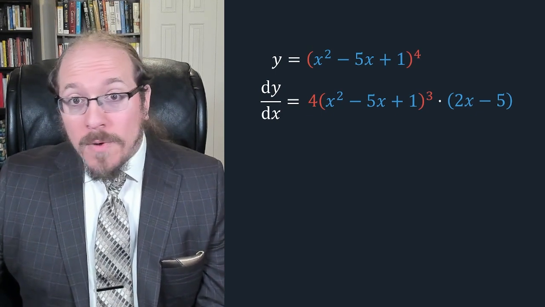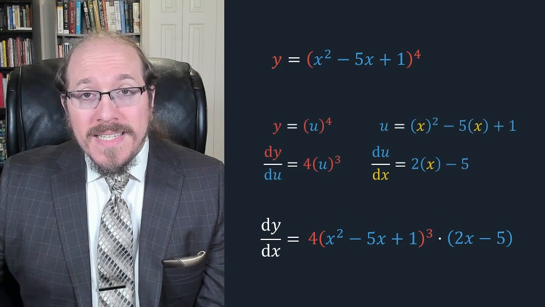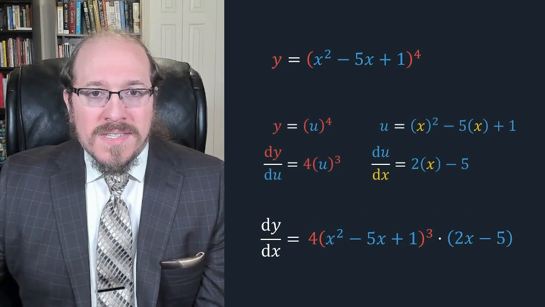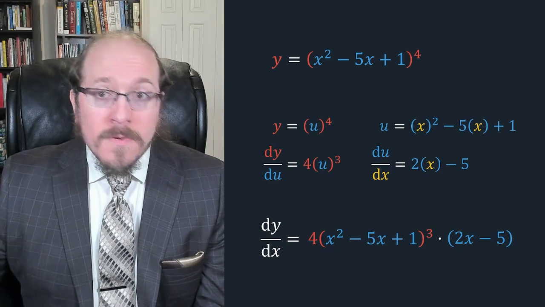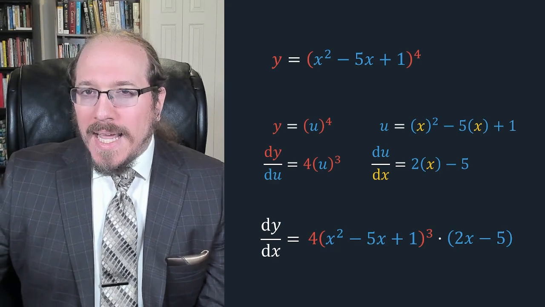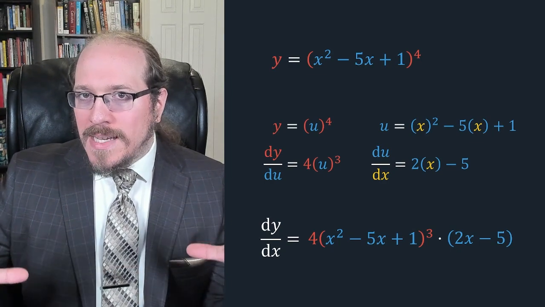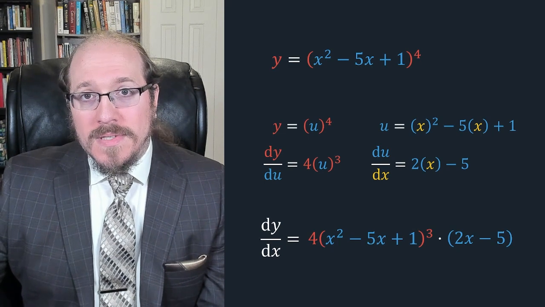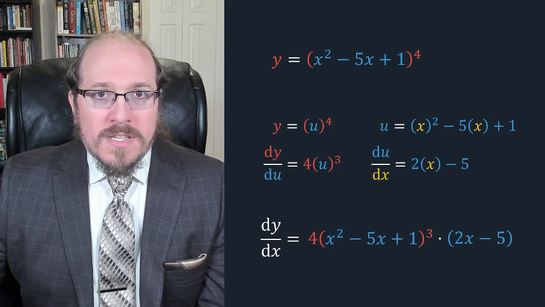Now, if we really wanted to, by the way, we could still do that substitution like we did before, setting that inside stuff equal to a new variable, say u, and multiplying the simple derivatives together. But if you can identify the outside and inside functions, you don't need to do that every single time. You can just use the chain rule as it's written.